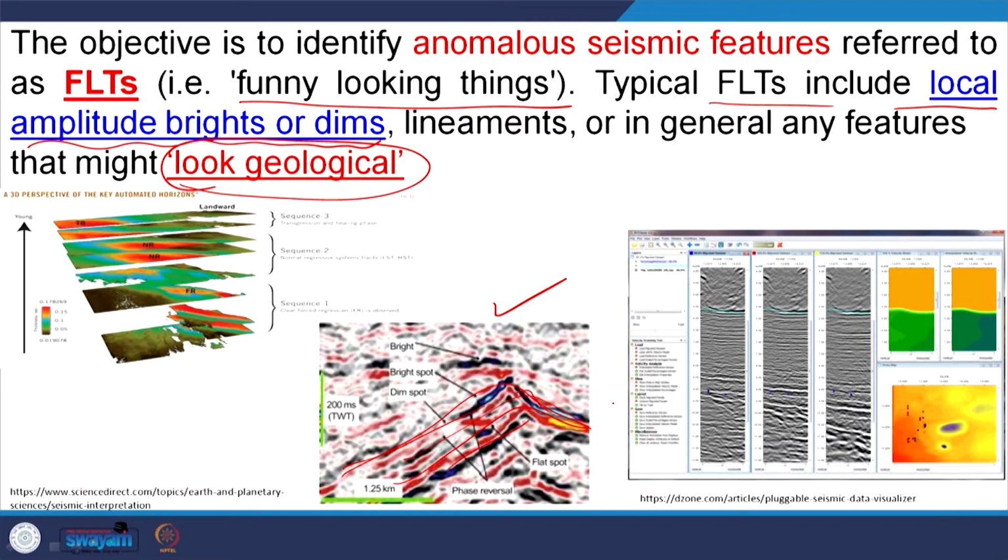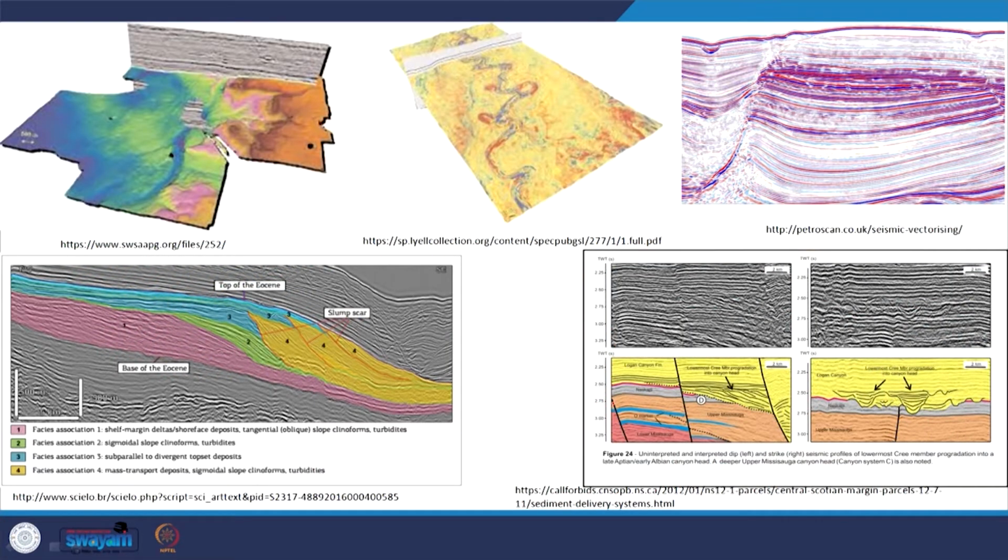So, that means this "look geological" comes from your mind, it should look geological. Here, for example, from a look geological point of view, suppose it is a river system and it is distributing. Now in a plan view, in a seismic section, that means in inline and cross line view, if you see here, it is branching out. So, it is looking like a deltaic system, is it not?